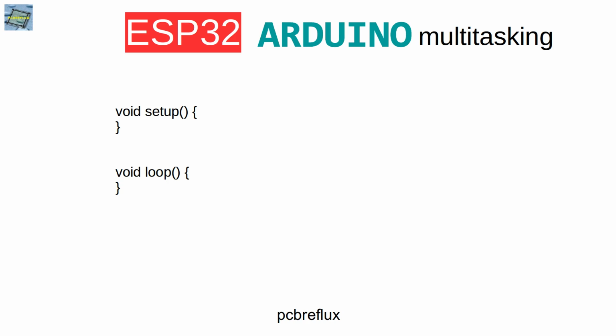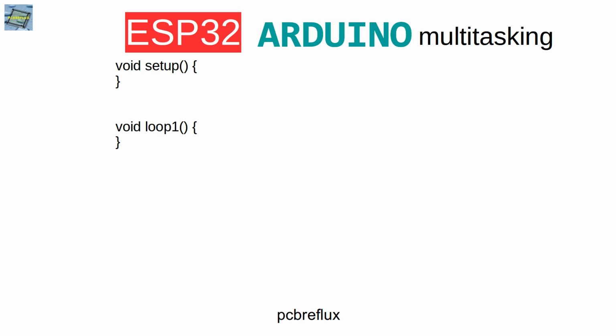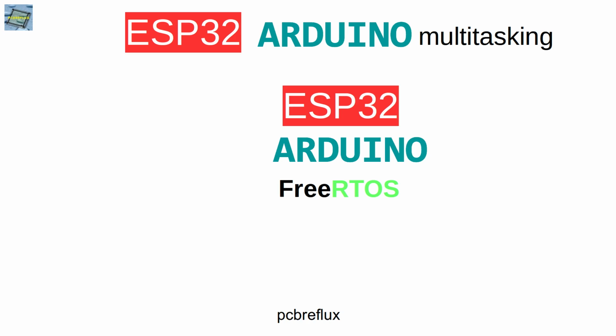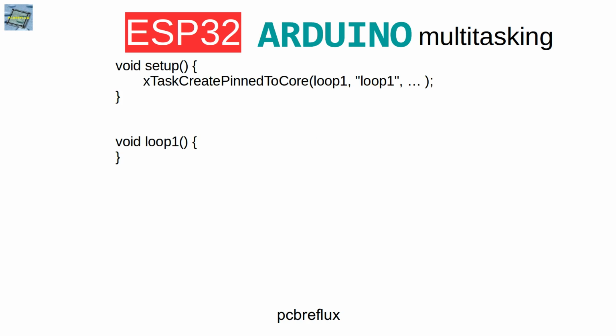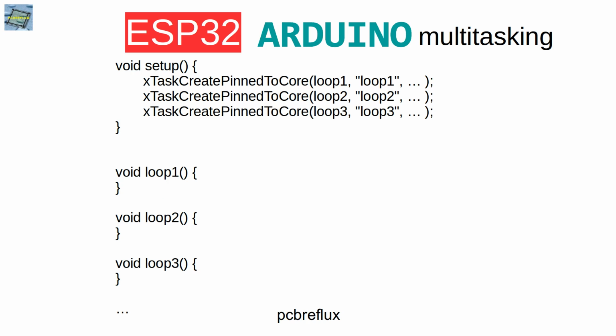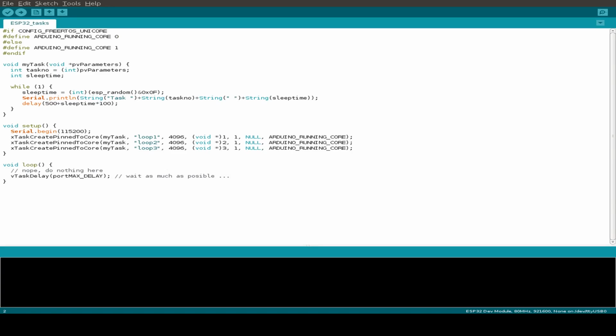Wouldn't it be nice to have more than one loop function that runs totally independent from each other? So we have loop 1, loop 2, loop 3, and so on. Luckily, the Arduino ESP32 libraries are based on the free real-time operating system, or FreeRTOS, and we can use this functionality to run more than one task. So we set up our setup routine and start from there more than one loop task. We start with the function create task, the loop 1, the loop 2, and the loop 3, and more if we want. Let's have a look at some small example code.